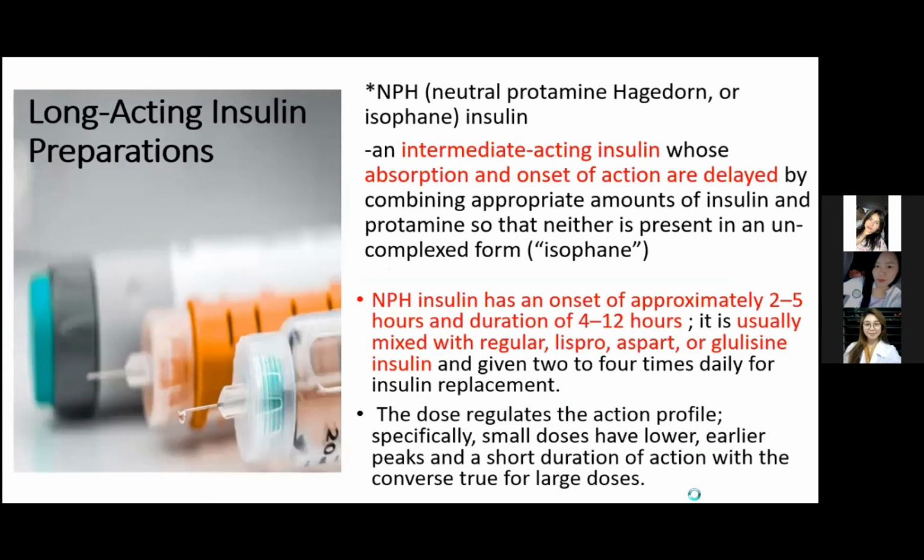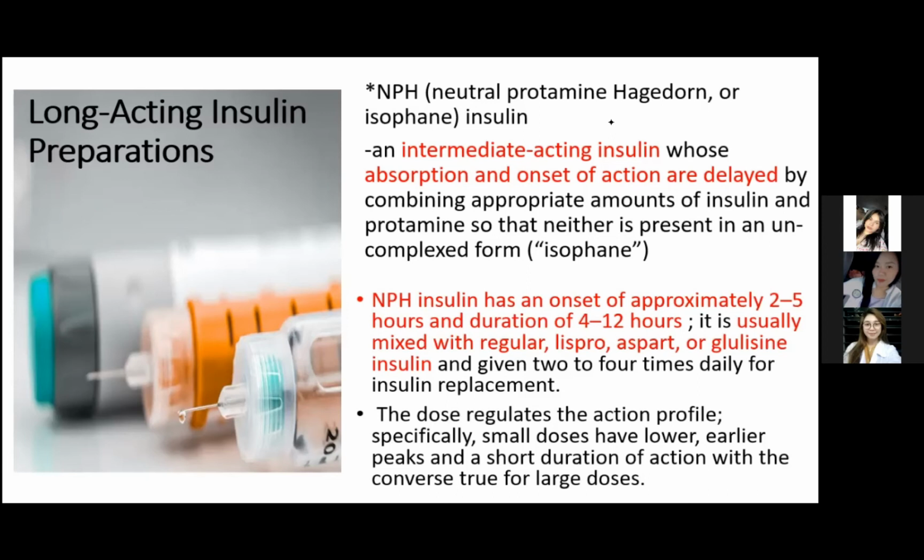The next one, we have long-acting insulin preparation. So we have neutral protamine Hagedorn, or the isophane insulin. It is an intermediate acting insulin whose absorption and onset of action are delayed by combining appropriate amounts of insulin and protamine so that neither is present in an uncomplexed form, hence isophane.